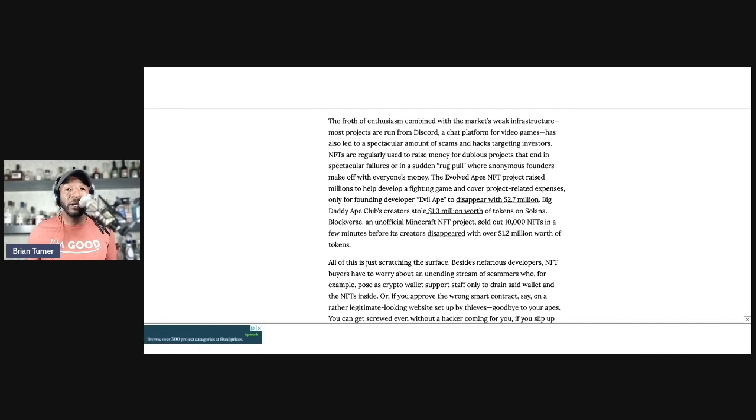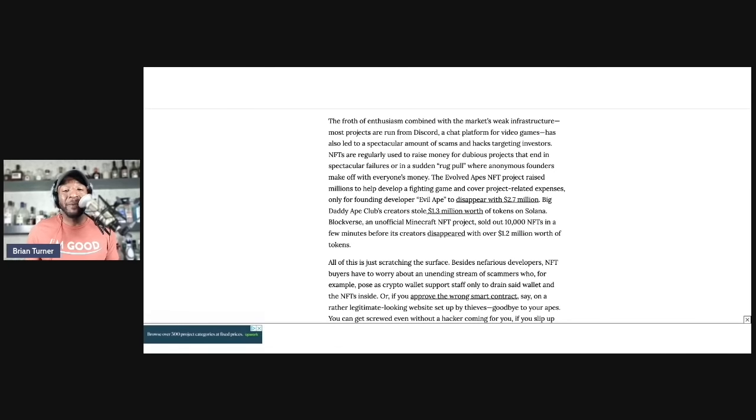NFTs are regularly used to raise money for dubious projects that end in spectacular failures or in a sudden rug pull, where anonymous founders make off with everyone's money. The Evolved 8 NFT project raised millions to help develop a fighting game and cover project-related expenses, only for the founding developer, Evil Ape, to disappear with $2.7 million.